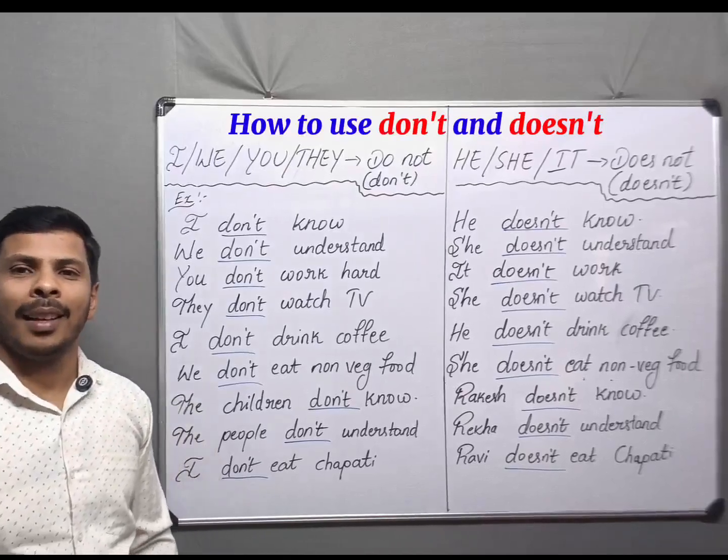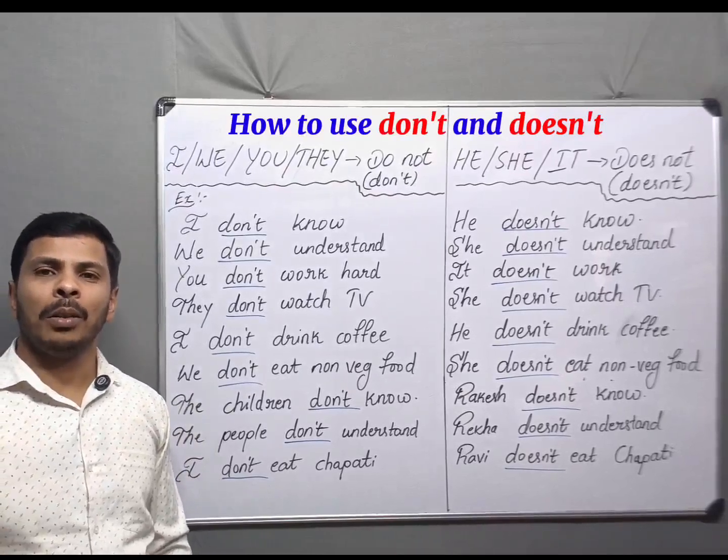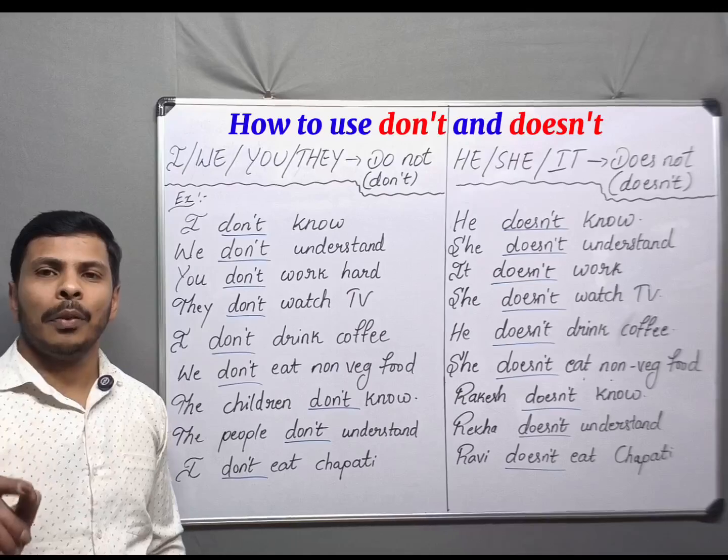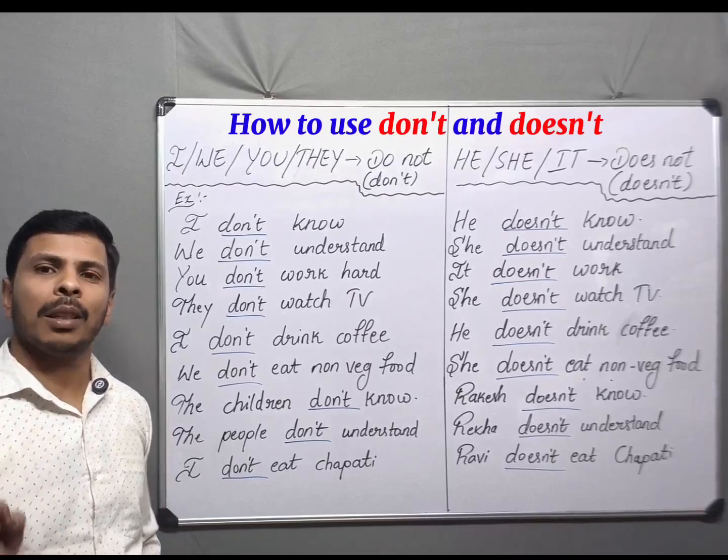Hello everyone. In English there are two words, don't and doesn't. Sometimes we make mistakes while using them. So if we understand a small rule in English, we can use them correctly.